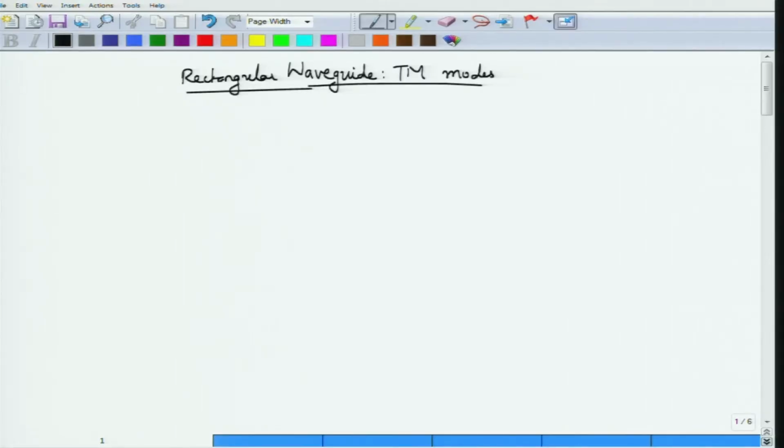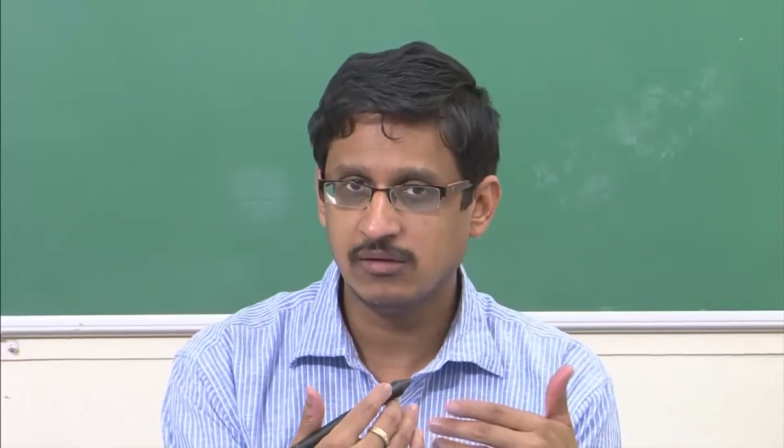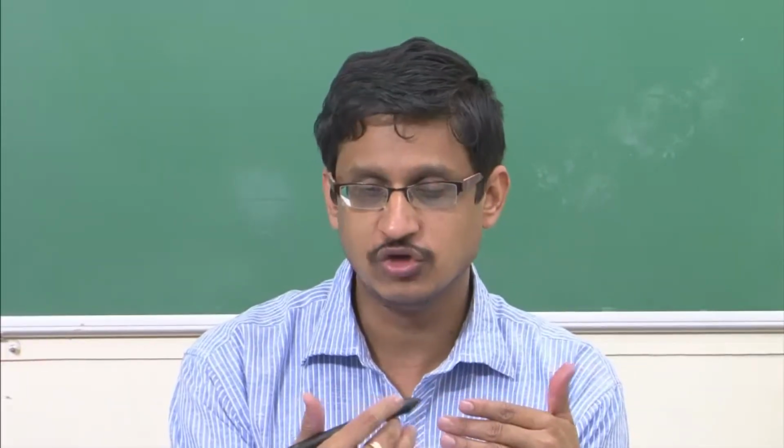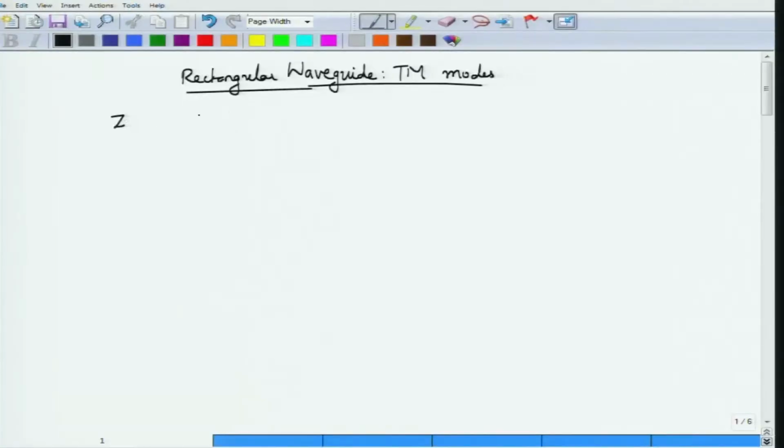In the last module we were discussing rectangular waveguides and we discussed how to derive expressions for transverse magnetic modes. If you recall what transverse magnetic modes are, these are the modes for which the magnetic fields lie entirely in the plane that is perpendicular to the direction of propagation. Because we have chosen Z as the direction of propagation, this statement TM mode simply means that there is no Hz component. So all the magnetic field components that we would find will be Hx and Hy.